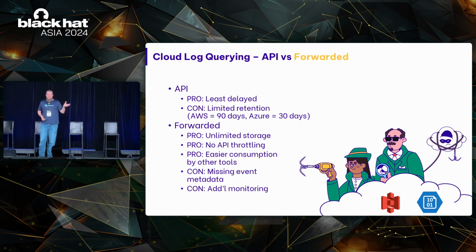One of the cons, though, is that sometimes you're actually missing metadata. If you query logs from CloudTrail, then you'll actually get an entire different section of resources with a resource type and resource name. If you forward those logs, that data is completely missing. So it's important to kind of diff the two options and see if that matters to you.